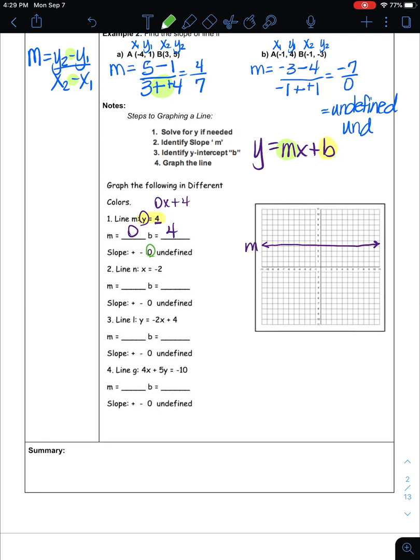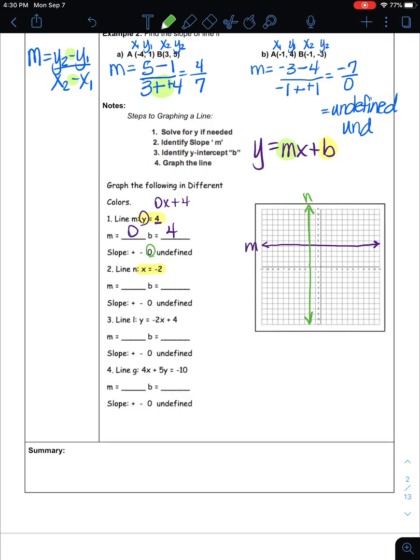Okay, so line N, x is equal to negative 2. Again, notice that I only have one variable in the problem. When you only have one variable, that's the only axis you're going to cross. So I'm going to cross the x-axis, which is the horizontal axis, at negative 2. The only way that I can cross through the x-axis is to go through vertically. It's very confusing for some students because they want to draw it in the same direction. When it's an x equation, they want to draw it in the x direction, but you can't cross through the x-axis going in the horizontal direction.